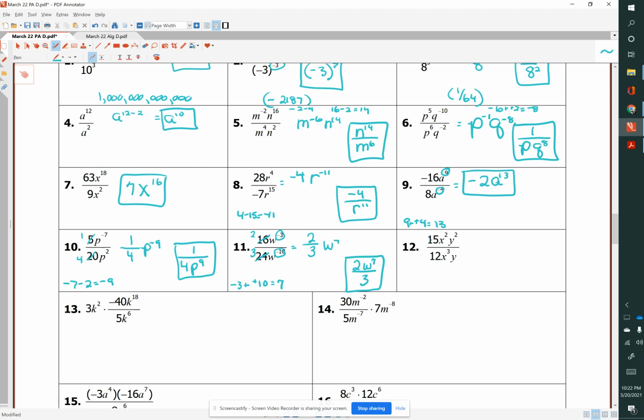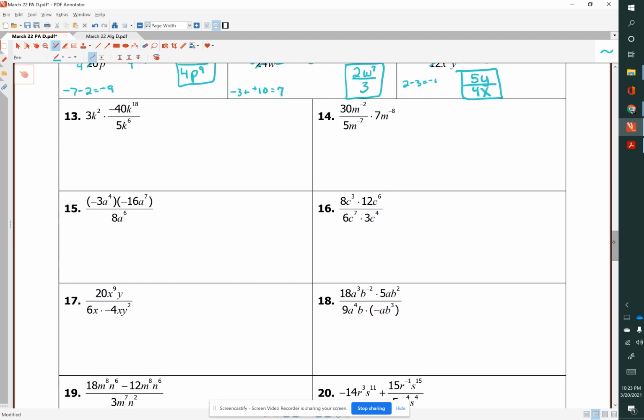Number 12, both 15 and 12 are divisible by 3. So we have 15 divided by 3 is 5, 12 divided by 3 is 4, and we're going to leave the improper fraction. We're not going to write 1 1/4. So we'll have 5 over 4, and with the x's, we have 2 minus 3, which is negative 1. With the y's, we have 2 minus this invisible 1, which is 1, and that 1 will then become invisible. But when we rewrite this so that we don't have that negative exponent in the middle, we'll rewrite it 5y in the numerator, 4x in the denominator, and that x to the first power can now become an invisible 1.